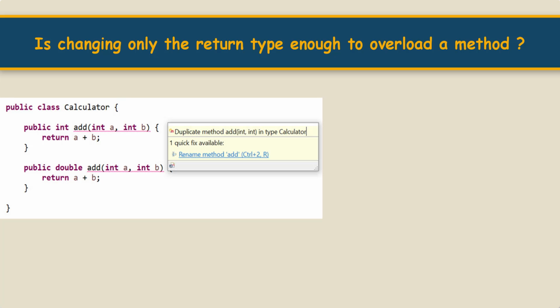Let's say this Calculator class contains this add method: public int add(int a, int b).